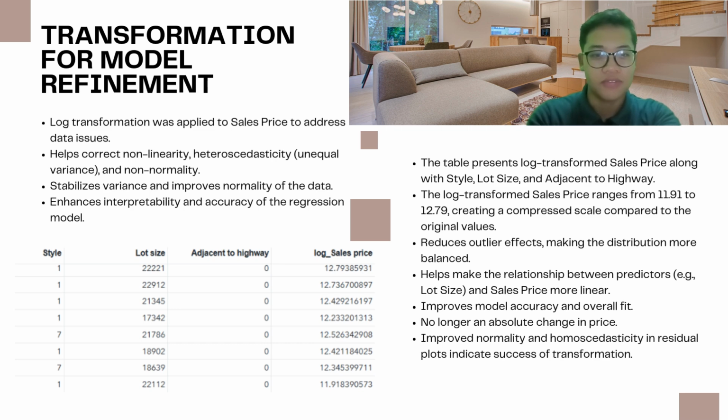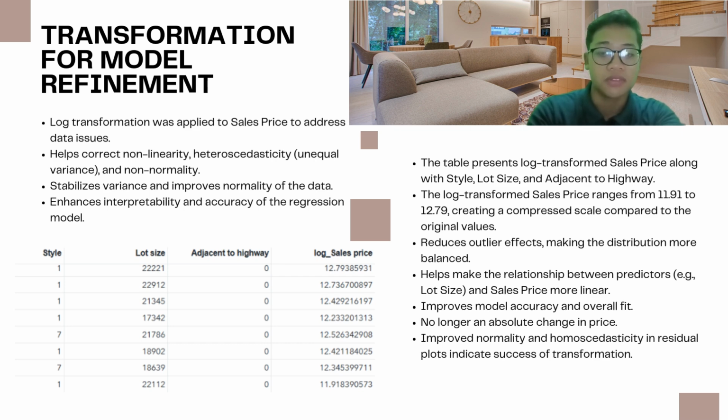Okay, as we learned from model adequacy checking, we might need to use log transformation on the model. Hence, the log transformation was applied to sales price to address data issues. It helps correct nonlinearity, heteroscedasticity, which is unequal variance, and non-normality. It also stabilizes variance and improves normality of the data, and it enhances interpretability and accuracy of the regression model.